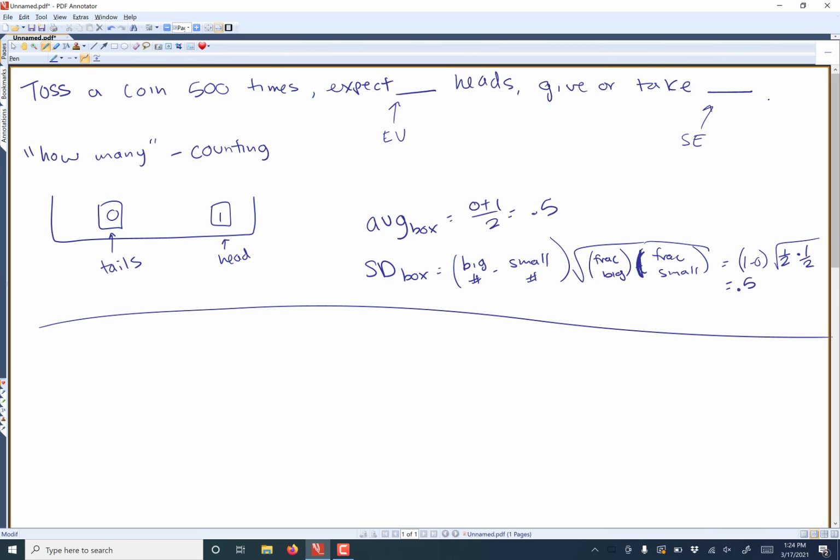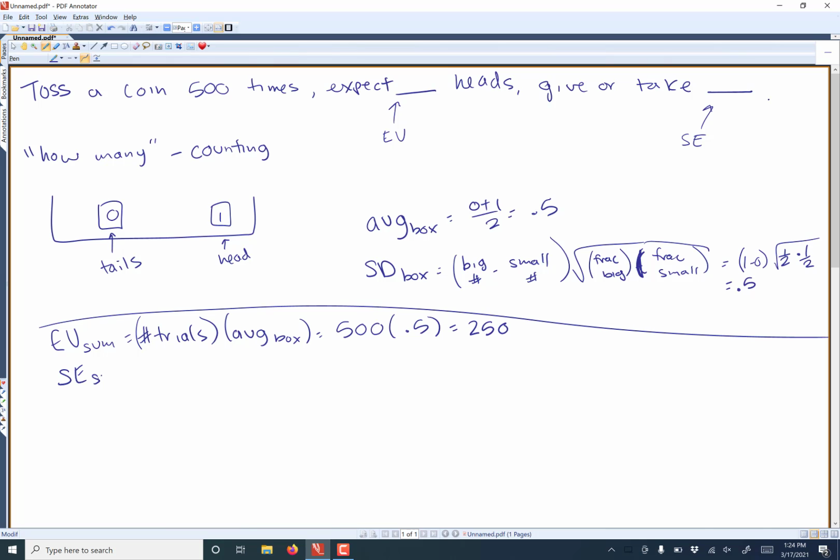We have our box. Now we have to find the expected value of the sum, because if we do this 500 times and we just count how many, and we add up how many times we got the 1, that will tell us how many times we got the 1. The expected value for the sum is always your number of trials, or number of times you do it, times the average of the box. So it's going to be 500 times the average of 0.5, which gives me 250.